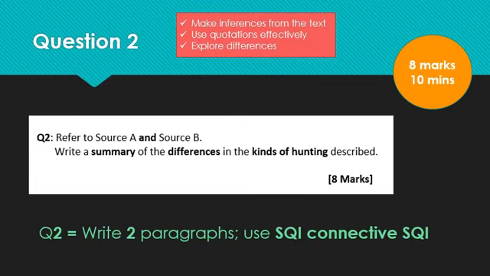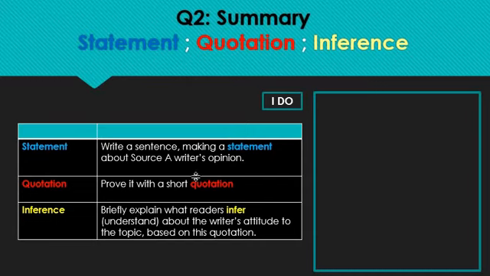Okay, so question 2 asks you to look at source A and source B. You're going to write a summary of the differences in the kinds of hunting described. So it's asking you to write 2 paragraphs for 8 marks using the SQI connective SQI structure that we've looked at before. So, quick summary of what that looks like. You've got the statement, so write a sentence making a statement about source A's writer's opinion, then you use a quote to prove it, and then briefly explain what the readers can infer or understand about the writer's attitude to the topic based on this quotation.